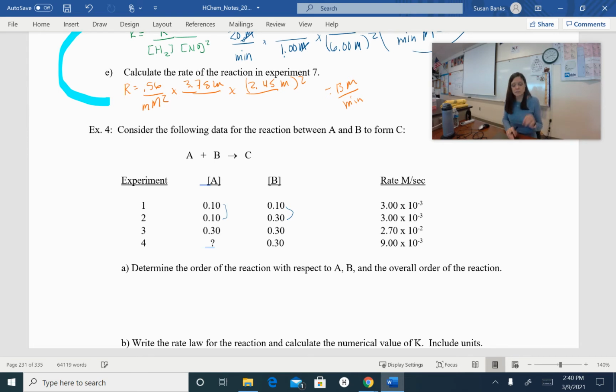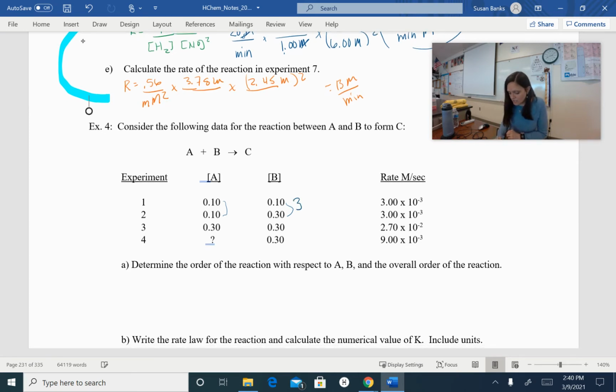with respect to B. So if we notice between trial 1 and trial 3, our concentration of our reactant goes up threefold. So what happens to our rate? Notice our rate doesn't change at all. So our rate here is constant.